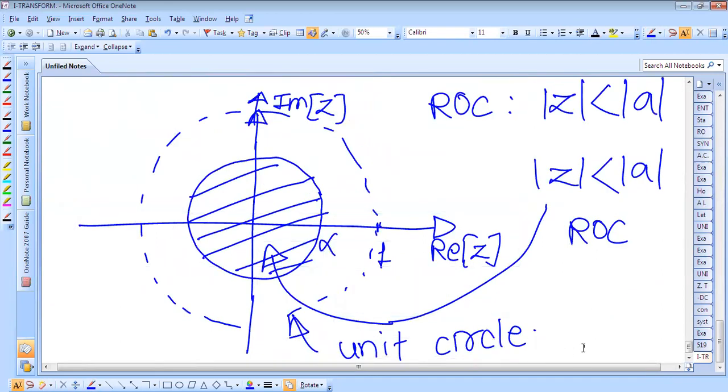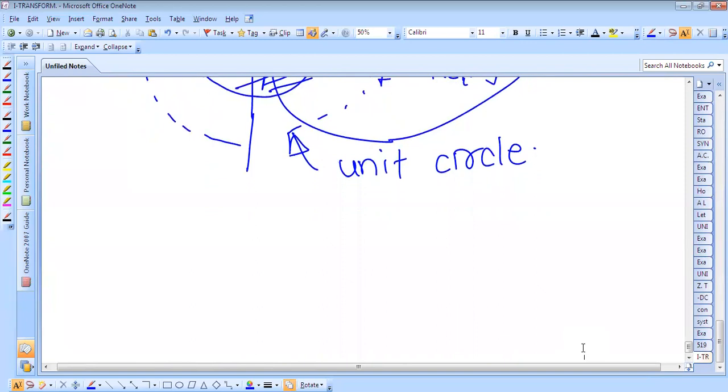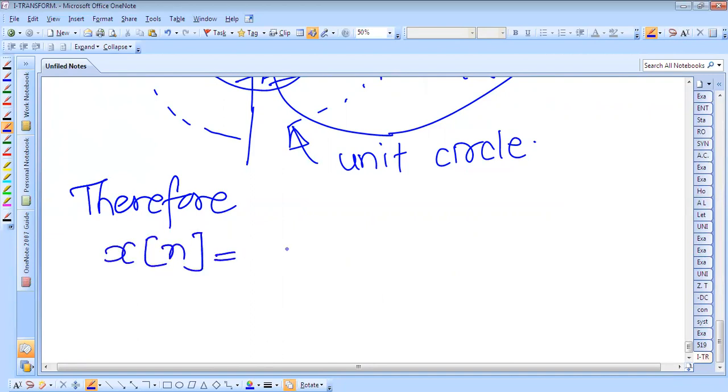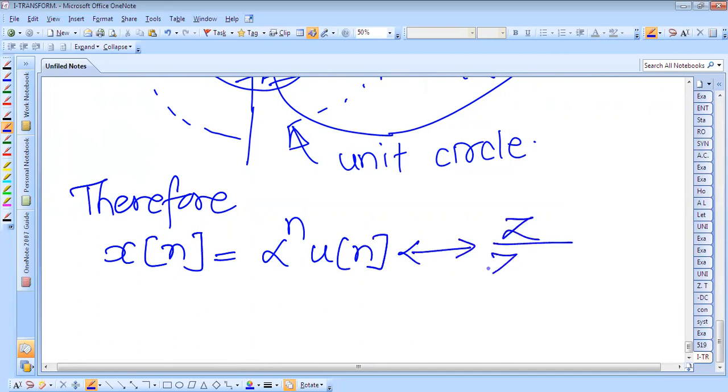Okay. So what can we conclude here? We can conclude here, therefore, x of n is equal to alpha raised to power n u of n. This pair is z over z minus alpha, and ROC is for magnitude of z greater than alpha. ROC: z is greater than alpha.